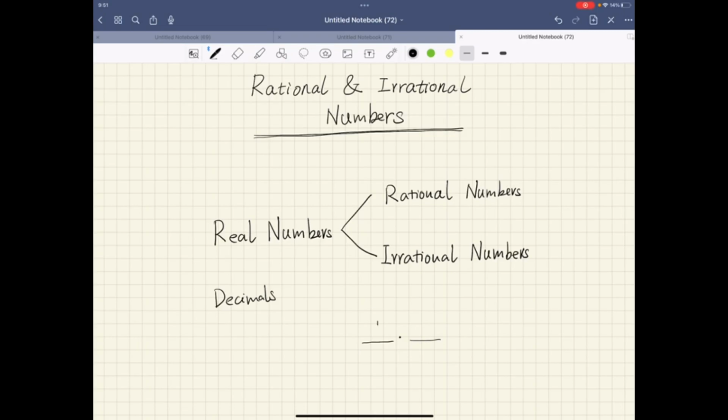For example, 1.3333 and so on, repeatingly. We can also represent it this way: 1.3 bar, meaning this number 3 is repeating on to infinity. So this number, we consider a rational number. And of course, if it is not repeating but terminated, it is also a rational number. For example, 2.5. And it is rational.